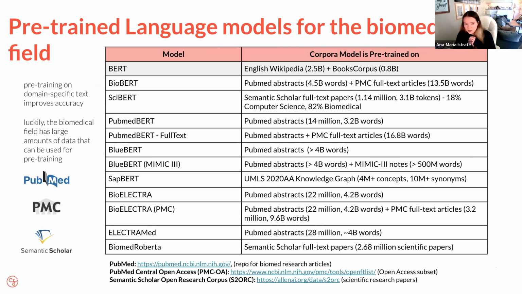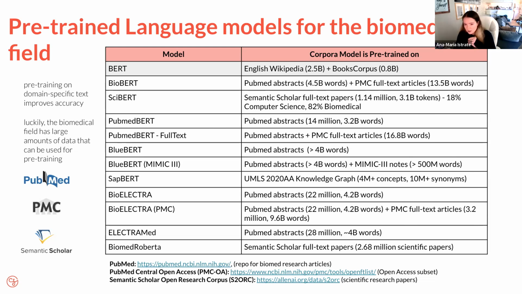Pre-training on domain-specific text has actually been shown to improve accuracy on downstream tasks, at least in the biomedical field. And we are lucky in a sense that the biomedical field has large amounts of data that are openly accessible that can be used for pre-training. So we have something called PubMed, which is a repository of titles and abstracts of research articles. But we also have repositories that give you access to full text research articles that you can use for pre-training. We have two in particular we're using. They're called PubMed Central and Semantic Scholar.